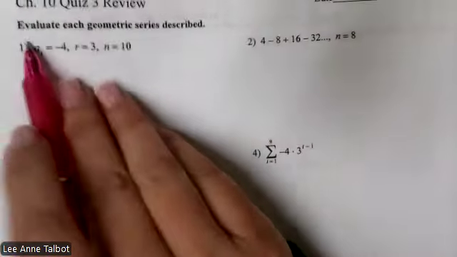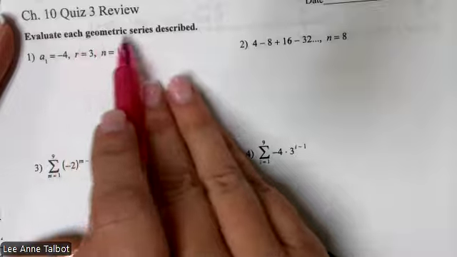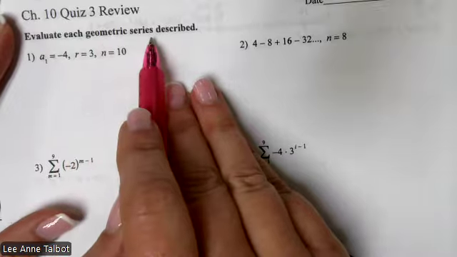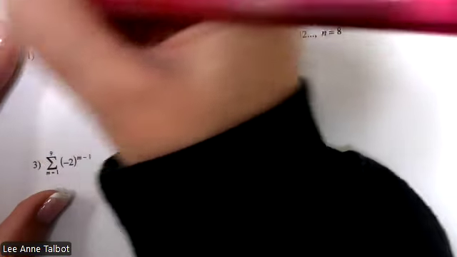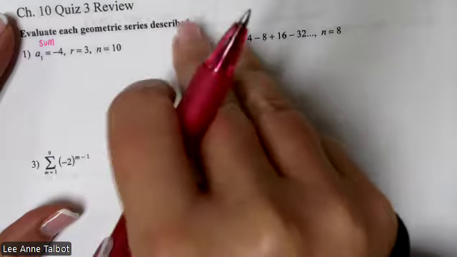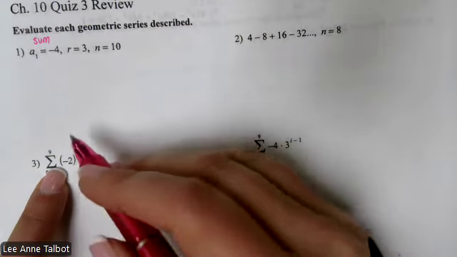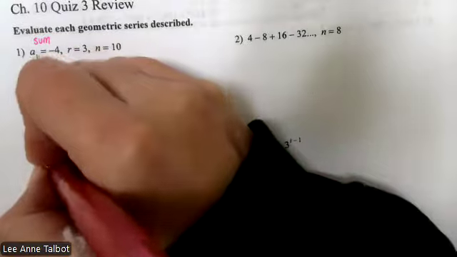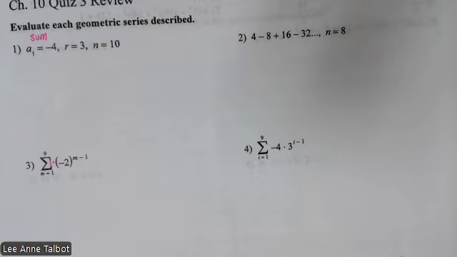But do you guys know what the directions mean for this? What does evaluate each geometric series described mean? Find the sum. So that just means use the sum formula for geometric. These ones should not be too hard. Remember though, if there's no number in front, this is a 1. So put a little 1 times in the front of that so that it looks like this guy.